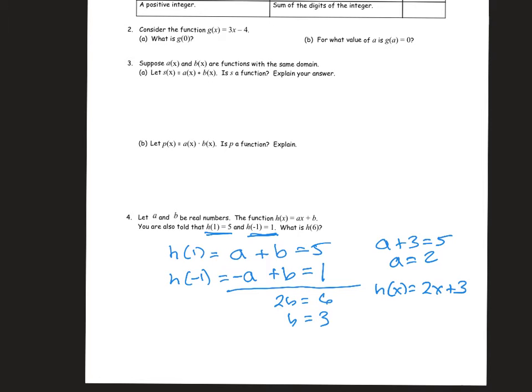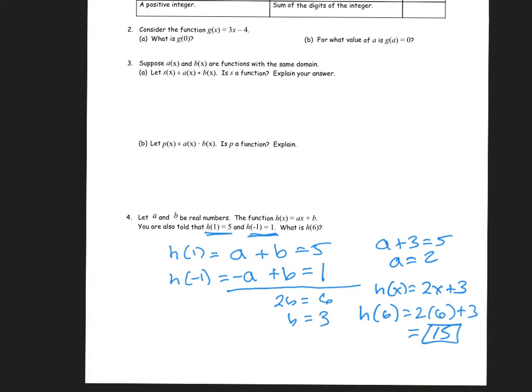So if I want to find h of 6, now that I have my exact function, I'm just going to plug in 6 for x. And my function will be 12 plus 3. My output of that, when I input 6, will be 15.